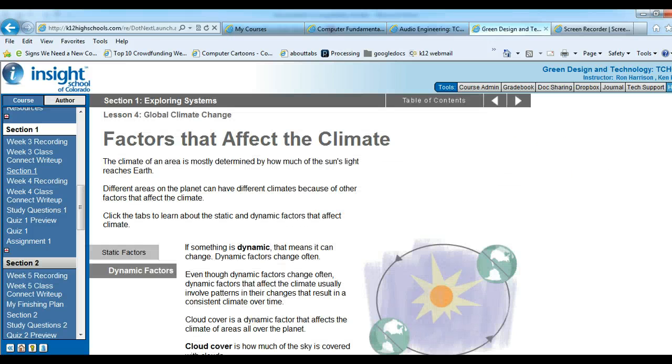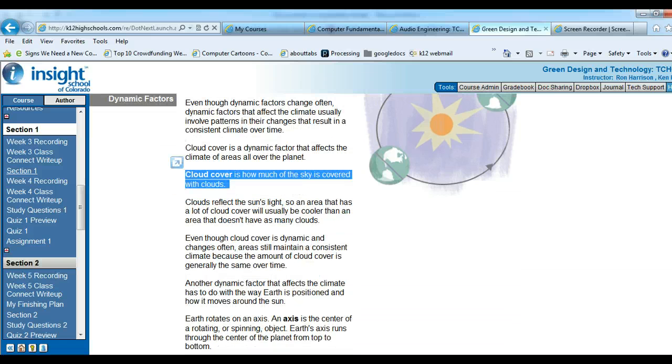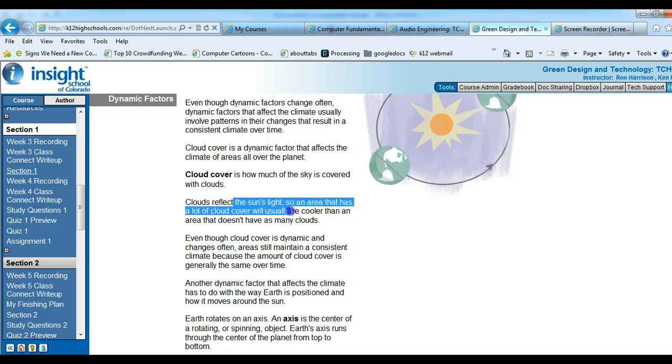Then dynamic factors, these are ones that do change. So of course, cloud cover, different times of day, different times of the year, from day to day. Cloud cover can make a difference because clouds reflect the sun's light and the heat. So if you have clouds, then usually it's cooler.